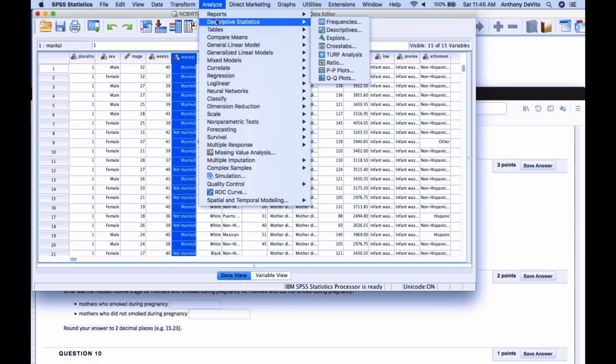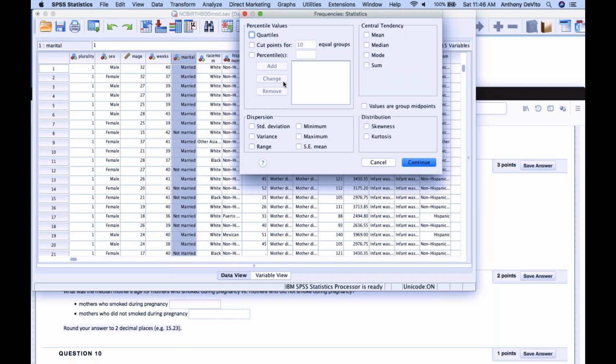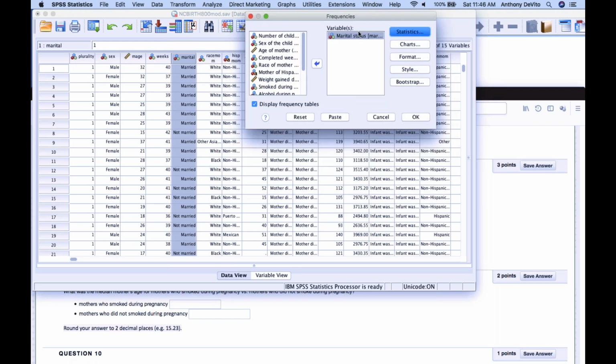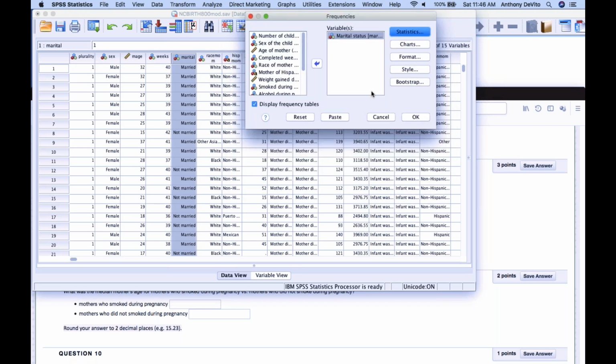Analyze, descriptive statistics, except this time we're dealing with a categorical variable, nominal variable, so I'm going to go into frequencies. It asks us which variable you want to work with, and I'm going to say marital status. I'm going to move it in there, okay, and now it's going to give me the opportunity to ask for statistics like mean and so on and so forth. That really doesn't mean anything with a categorical variable, so by default, none of those are checked, and in fact, we're not going to bother to check any.